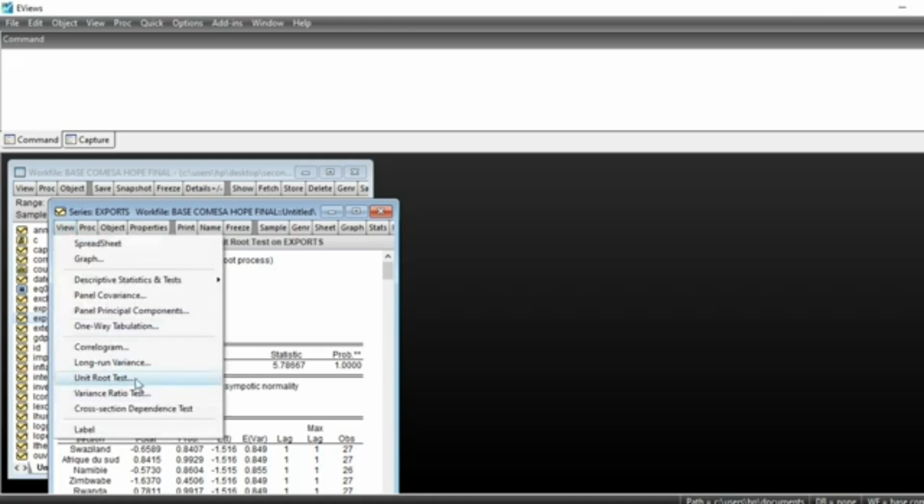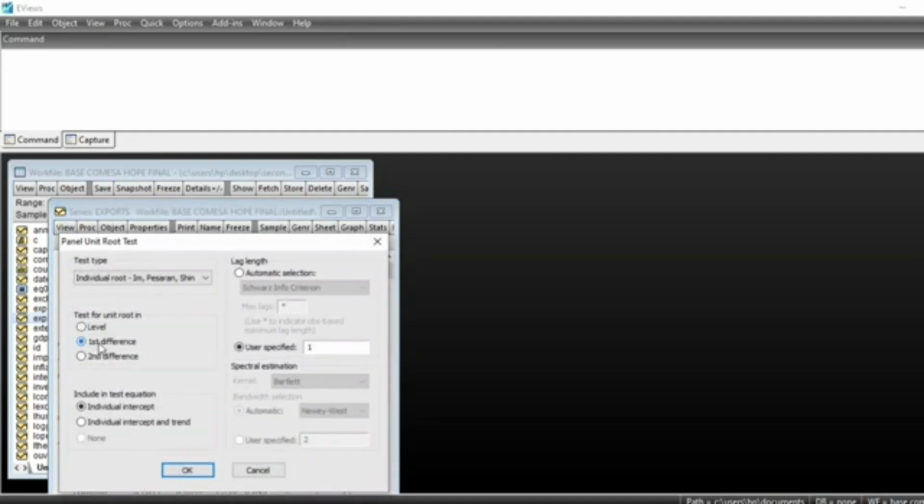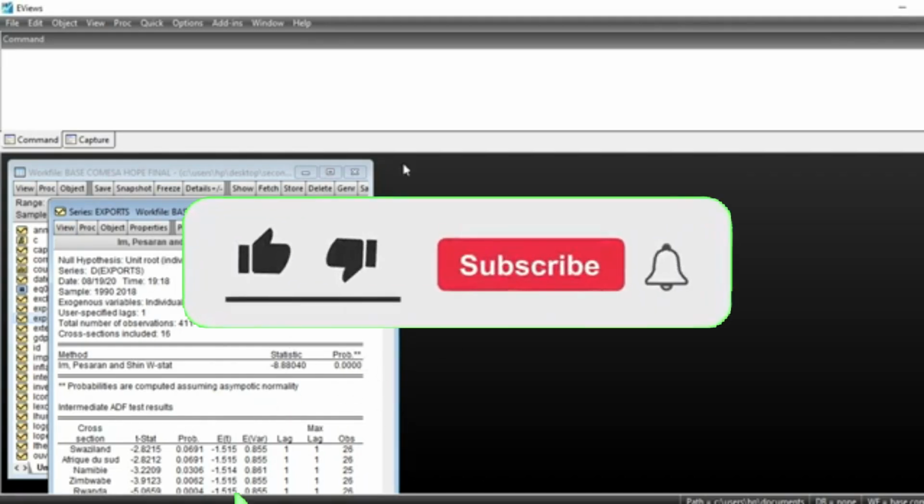So we go on View, Unit Root Test, we select first difference, and then click on OK, and we can see that the p-value is less than 5%, meaning that we reject the null hypothesis that the series has a unit root; the series is stationary at first difference. So that's it for this video, and I hope I've helped you understand how to run unit root tests and interpret them using EViews.